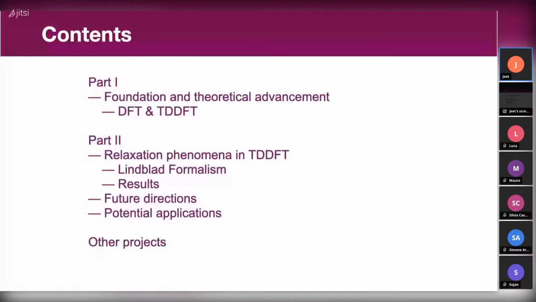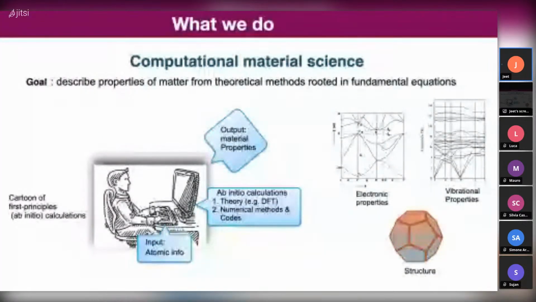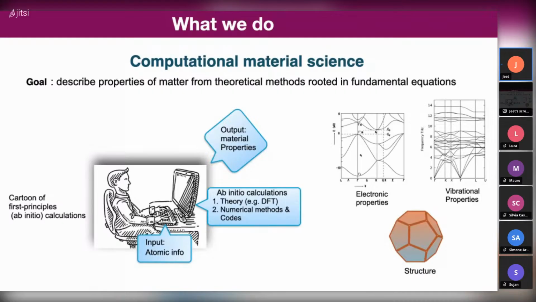Part one. What we do in our office is quantum computational material science. The main goal of most of our projects is to describe material properties from theoretical methods using fundamental equations. Here is a cartoon picture of me sitting in front of my laptop inside my office. What we are doing is first principles, or ab initio. It means starting from the beginning, without considering any approximations.